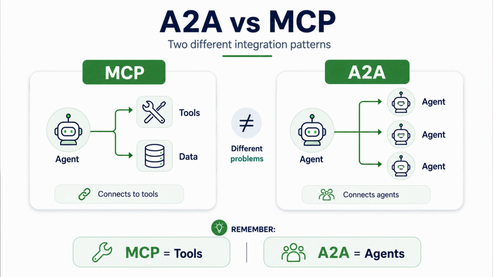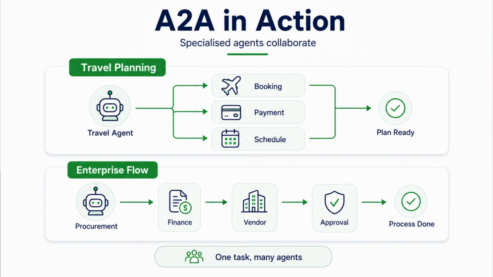So a simple way to think about this is that MCP helps the agent use the tools, while A2A helps the agents work together. For example, a travel planning assistant may need to coordinate with a separate booking assistant, payment, and scheduling agent, where each one handles a specialized part of the workflow. Also, in an enterprise environment, a procurement agent may communicate with a finance approval agent and a vendor management agent so that the overall process can move across different systems and responsibilities more smoothly.